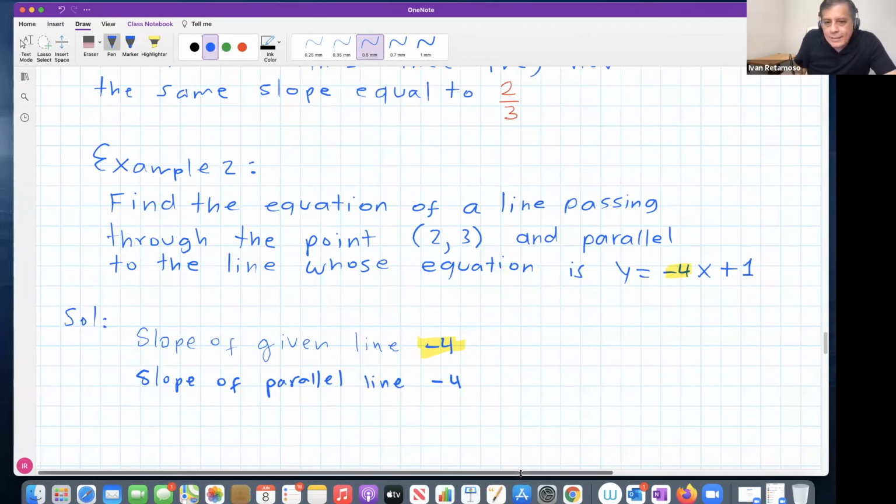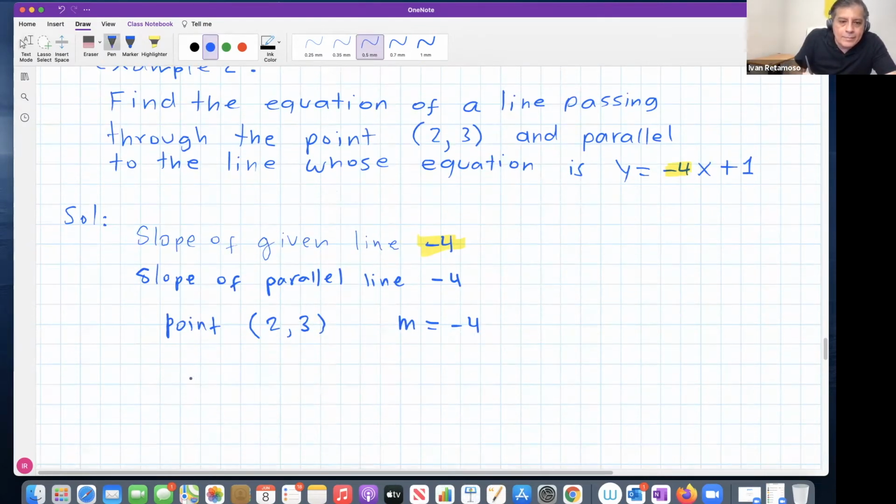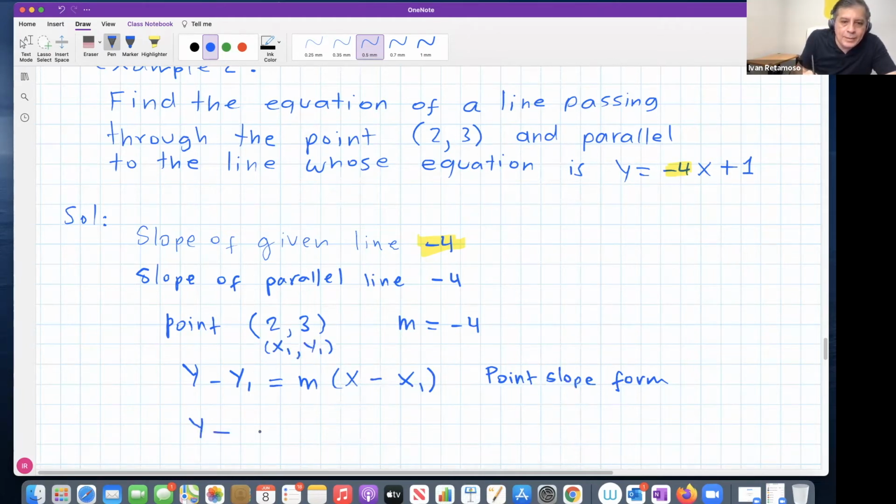Yeah, great. Now you're going to have this situation. Point 2, 3, because they want you to consider that point for your line, right? The line will pass through this point. And a slope -4, right? That we extracted from this guy. With these two, yesterday I showed you this point slope form of the equation of a line, right? Point slope form. Okay. And simply label this with x1, this with y1, substitute your values, and you should be good to go.